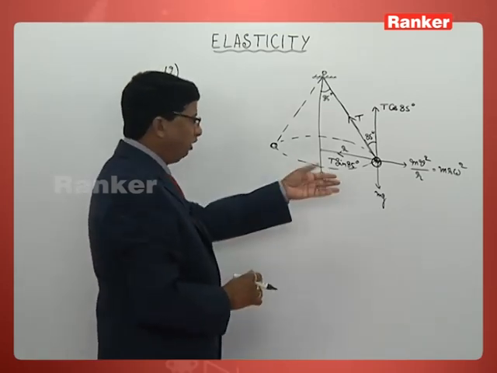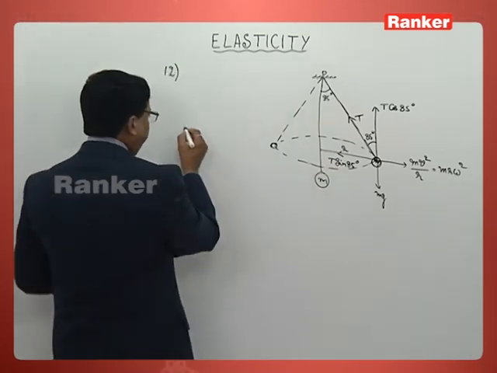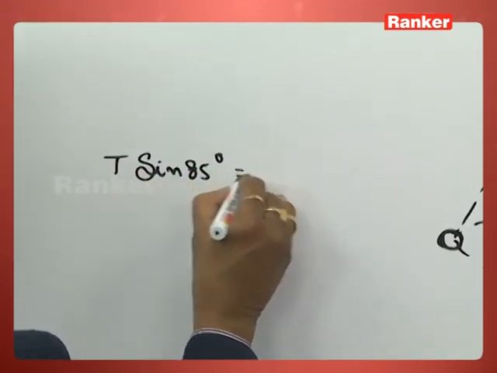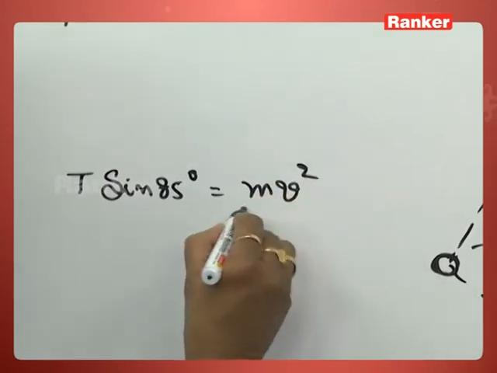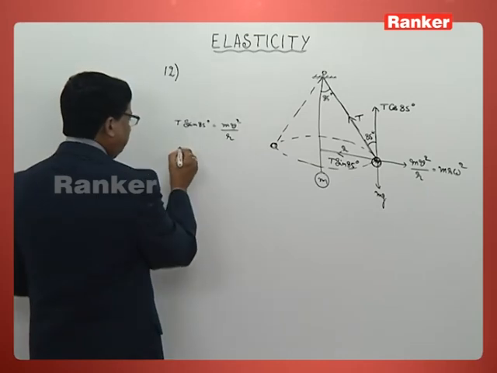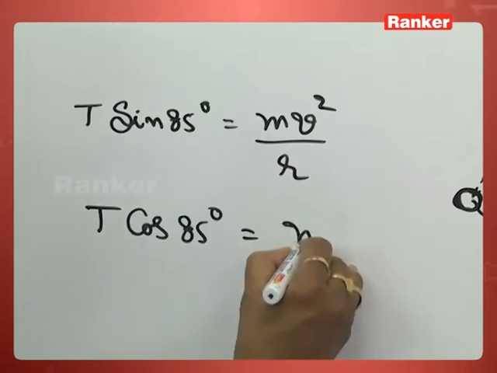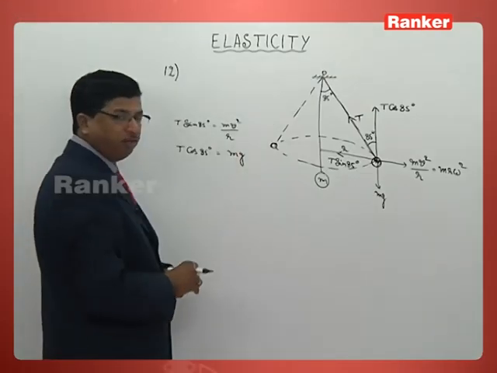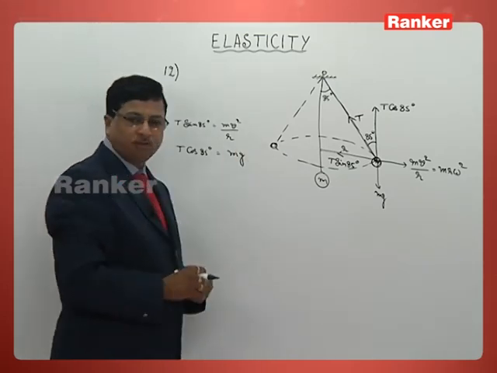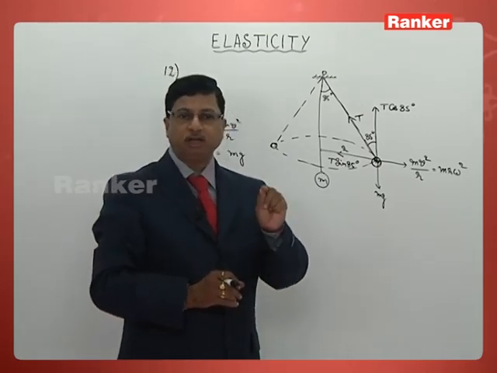So what are the equations we can write from this figure? Look carefully. T sin 85 is going to be mv square by r. Exactly in the same manner, T cos 85 must be equal to its weight, that is mg. And what is the question he is asking officially? What is the increase in length of the wire?